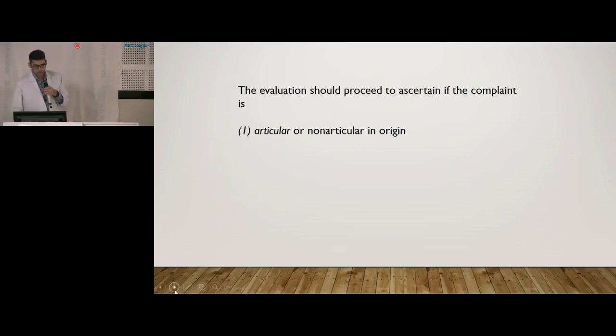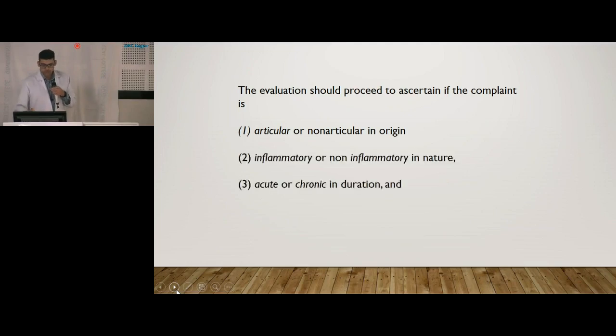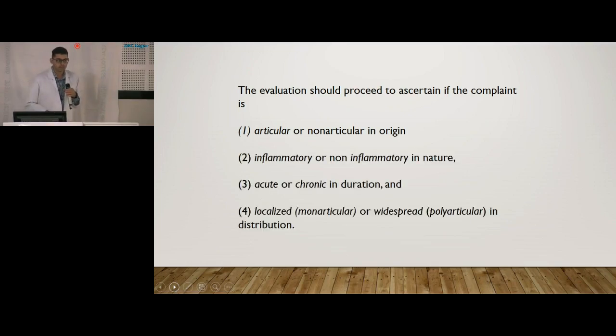So evaluation of a patient of arthritis should be according to these 4 points. If you are able to get some answers for these points, definitely you are on the right path in diagnosis as well as management. So the first and foremost point which we need to evaluate is whether it's an articular or a non-articular or periarticular joint pain. Because a patient won't be telling you whether this is articular or not.